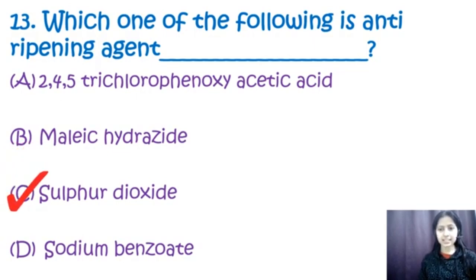So what exactly is an anti-ripening agent? Anti-ripening agents are those substances which are used to delay the ripening of fruits or vegetables.